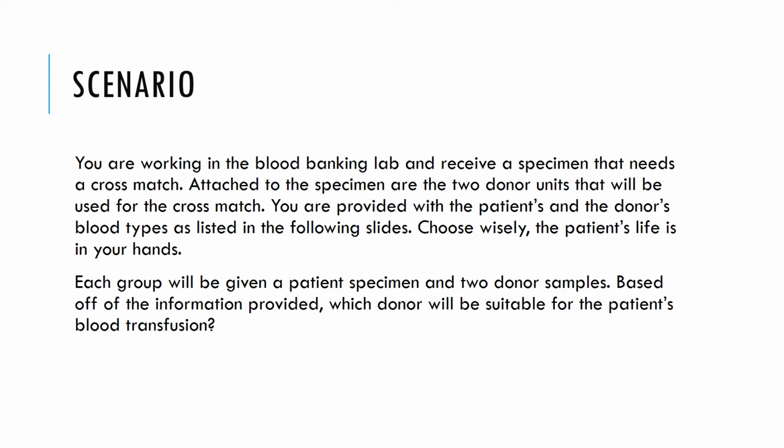Now, form 4 groups amongst yourselves and work out this scenario. You are working in the blood banking lab and receive a specimen that needs a cross-match. Attached to the specimen are 2 donor units that will be used for the cross-match. You are provided with the patient's and the donor's blood types as listed in the following slides. Choose wisely, the patient's life is in your hands. Each group will be given a patient specimen and 2 donor samples. Based off the information provided, which donor would be suitable for the patient's blood transfusion?